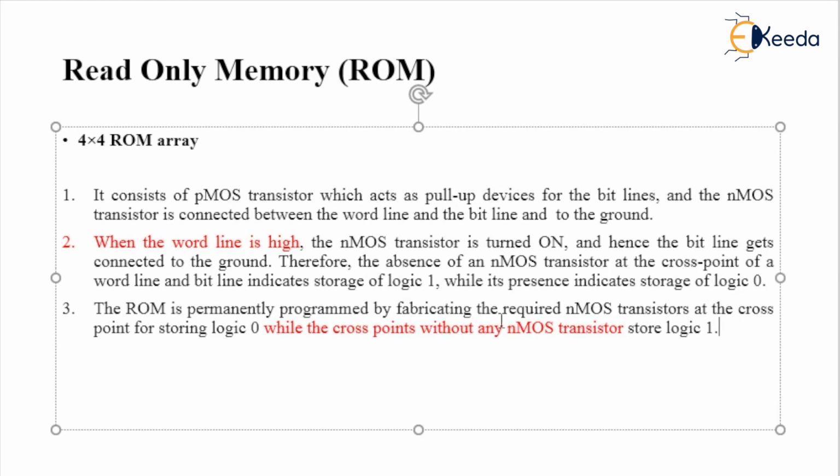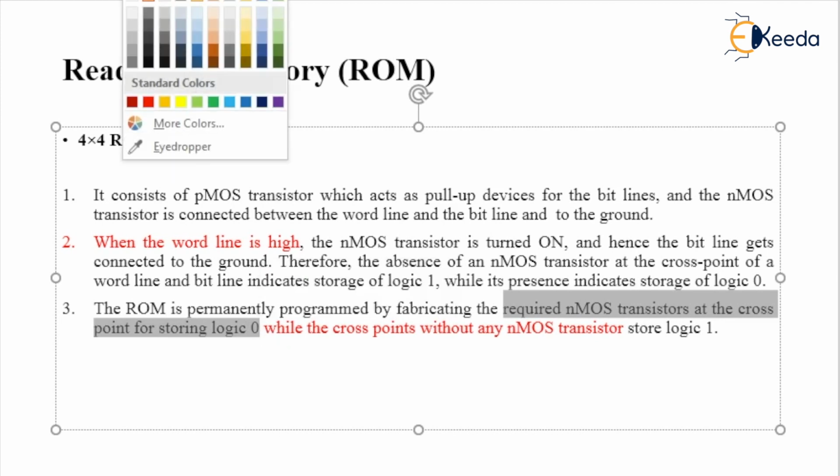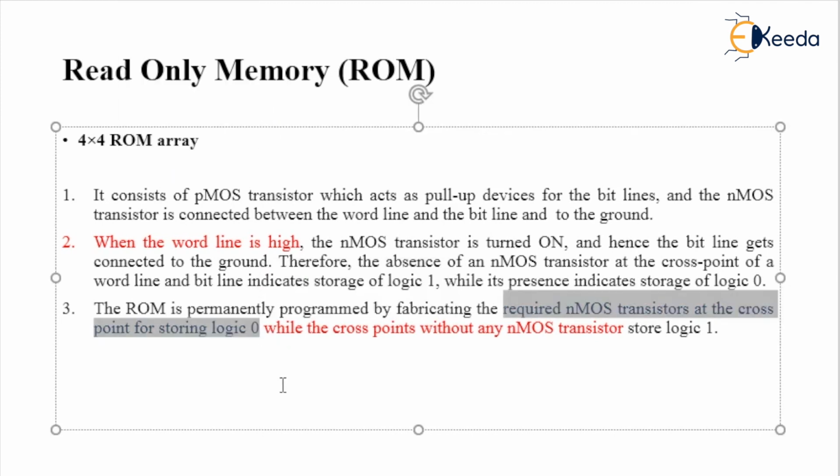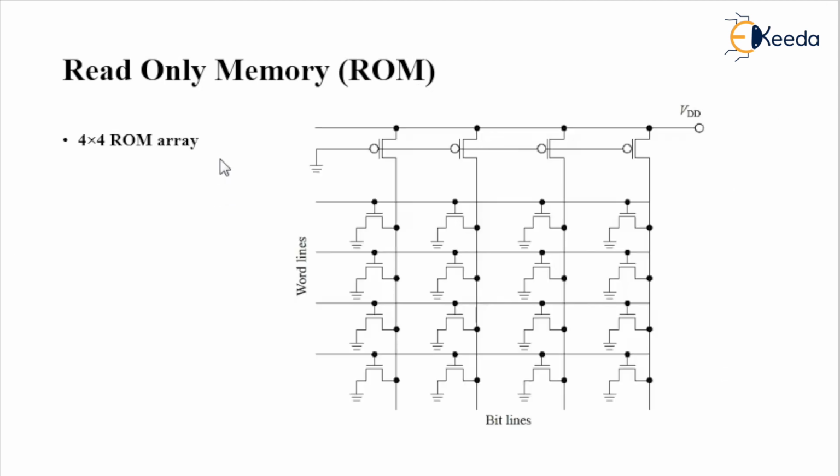So if there is a required NMOS transistor at the cross point, store it as logic 0. Presence means logic 0, absence means logic 1. For the cross points without any NMOS transistor, it is going to store logic 1. That is all about this 4x4 ROM array.